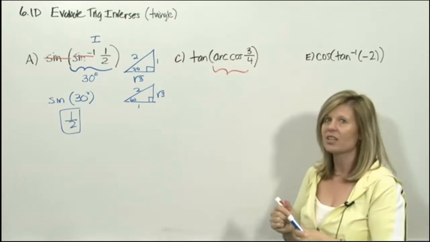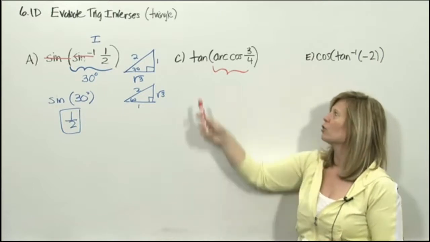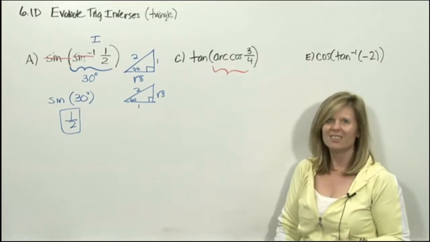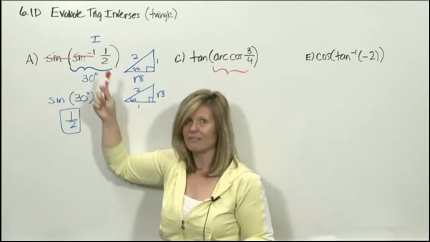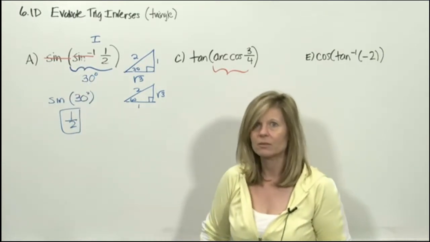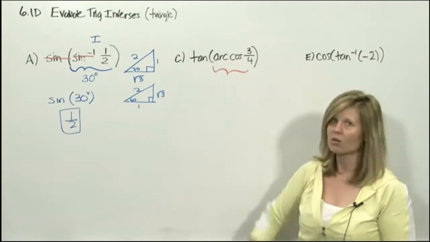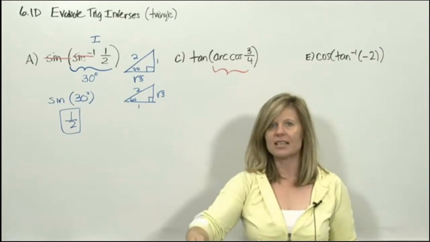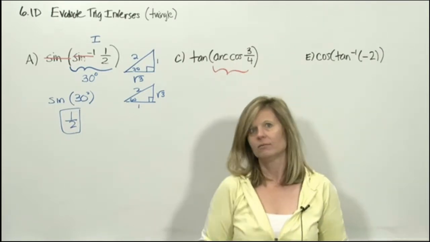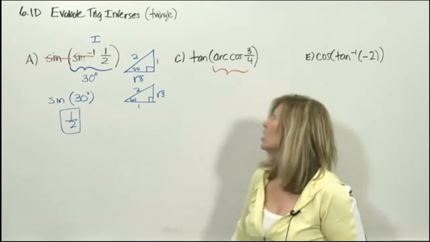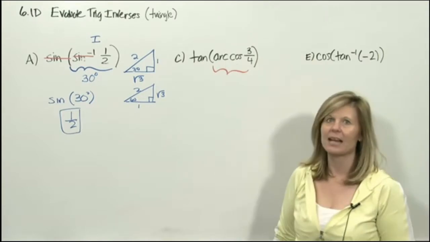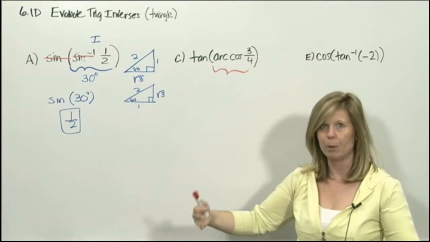Now I know what somebody's thinking. Isn't the answer just 3/4? Don't we just cancel these out? No, they're not inverses of each other. Sine and sine inverse are opposites. Tangent and arc cosine are not opposites. The opposite of tangent would be tangent inverse. The opposite of cosine would be cosine inverse. So these are not opposites, they're not canceling it out. So we're going to have to work both steps.